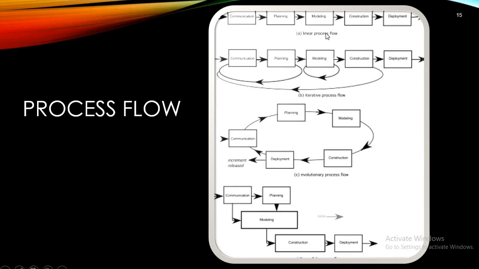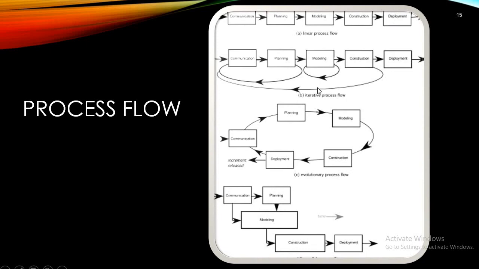Let me tell you what is linear process flow. Linear process flow is nothing but one which executes each of the 5 activities in sequence. As I told you, we have 5 framework activities: communication, planning, modeling, construction, and deployment. This linear process flow will execute each of the 5 activities in sequence, one after the other. Communication, after communication planning, after planning it comes to modeling, after modeling it comes to construction, and then finally to deployment. This is called a linear process flow.